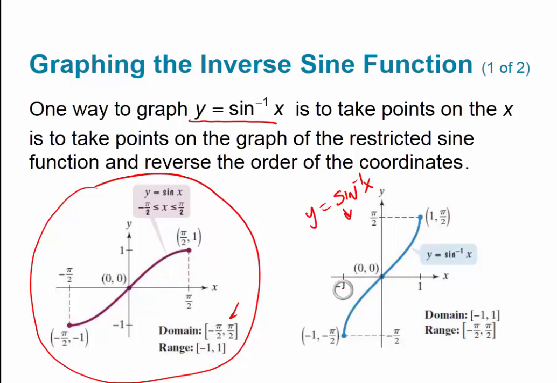What we're going to be doing with the sine inverse is entering values between negative 1 and positive 1. When we enter these values, what comes out are angle measures in radians, and you can see my angle measures in radians are going to come out between negative pi over 2 and pi over 2.